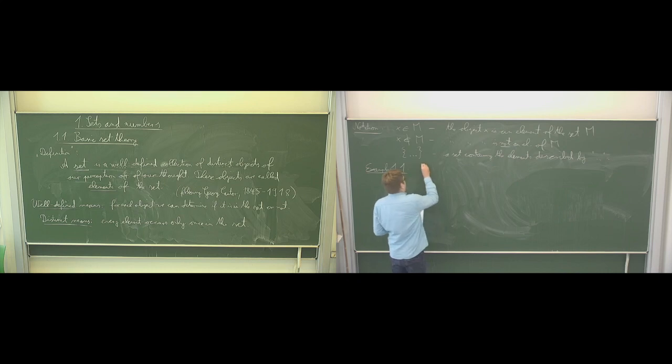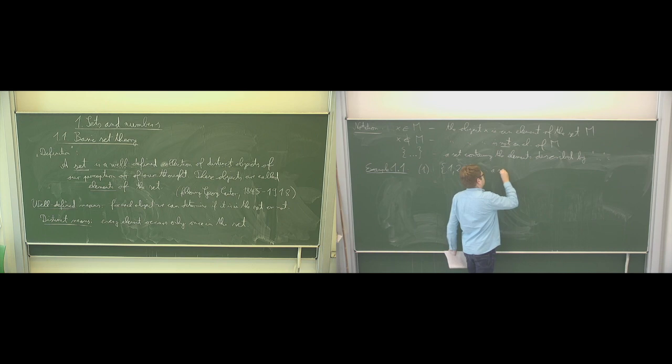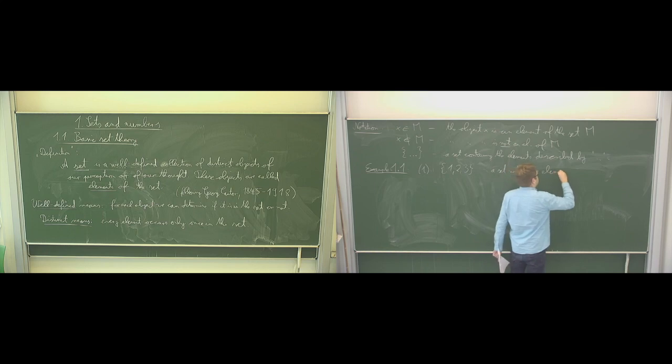Okay, so very simple. The very first set we study has just 3 elements, 1, 2, 3. We write this with commas. So this is just a set with 3 elements. This is one way of writing this.